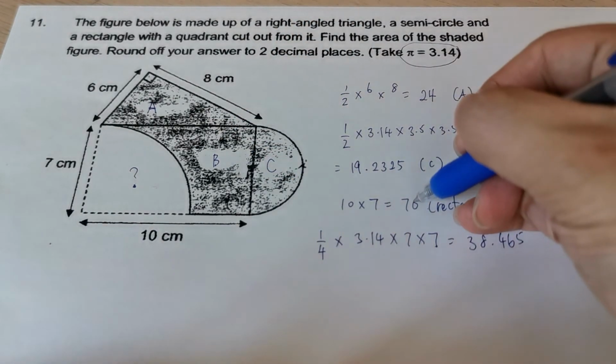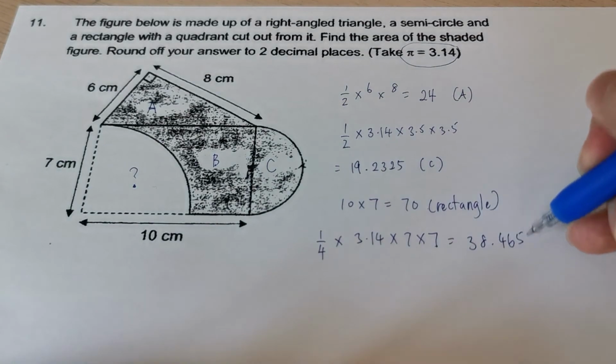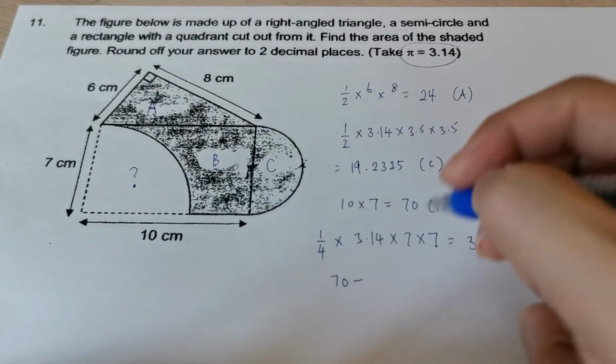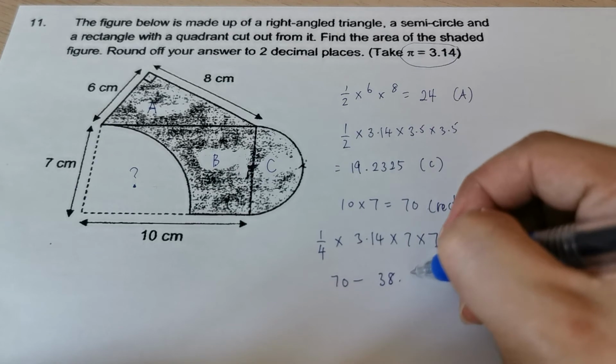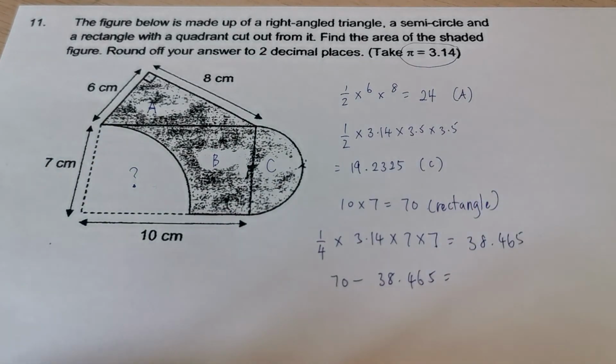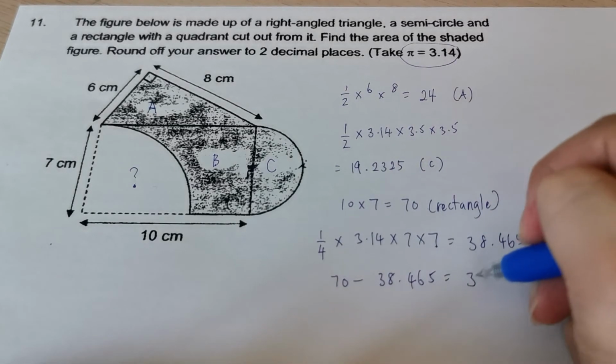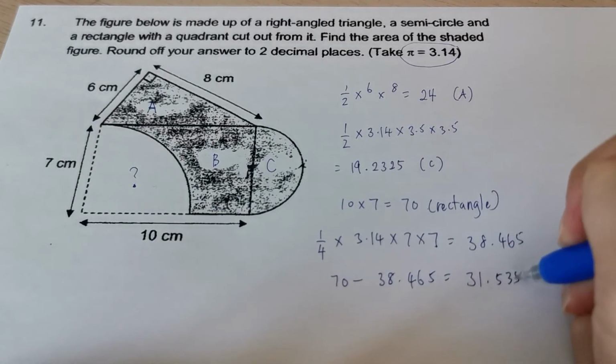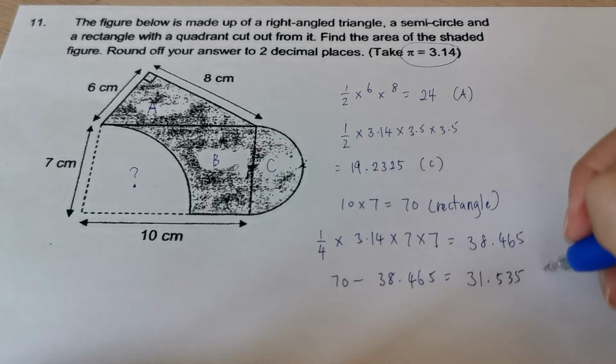So you're going to use big area, the rectangle, minus the small area. So 70 minus 38.465. Don't be careless in transferring numbers. You guys are always so careless. Let me minus it off, then I'll get you the answer. 31.535. So finally, I found my part B. Now, the next step is the simplest. Simply add up your A plus B plus C.